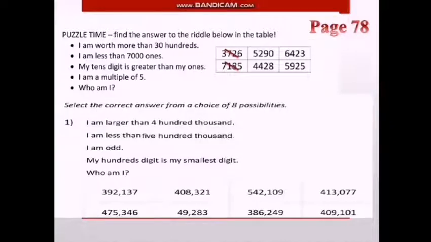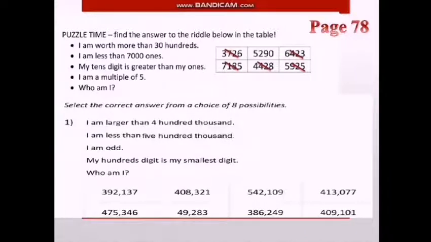Look at the tens here. It's 2 and the ones is 3. So it is smaller, so we will cancel this number. Here, the tens is 2 and the ones is 8. It's smaller, so we will cancel this. Here, the tens is 2 and the ones is 5, so we will cancel 5,925. Now we have only one number.